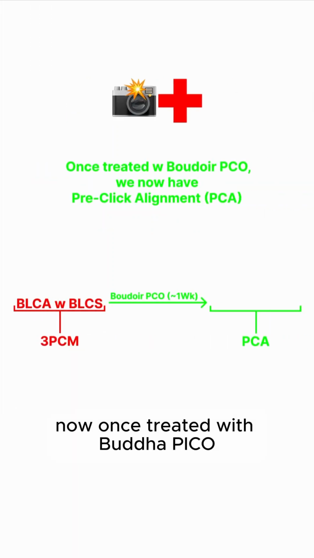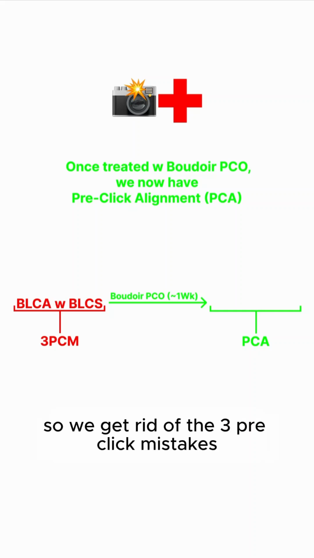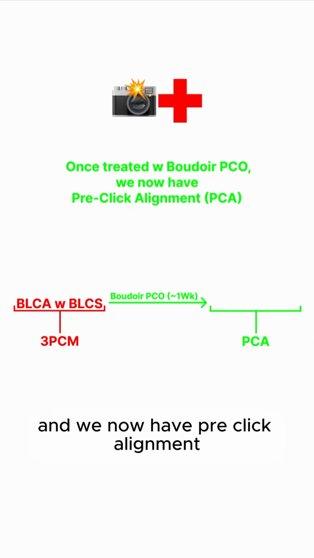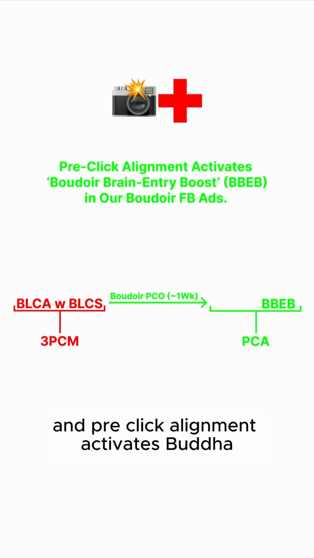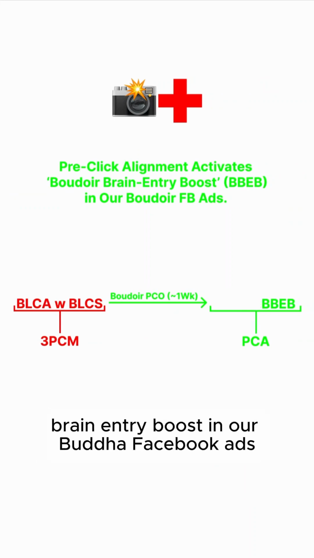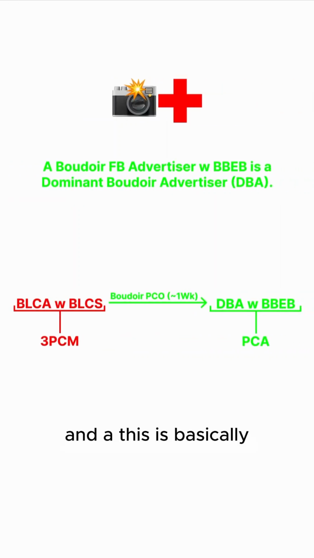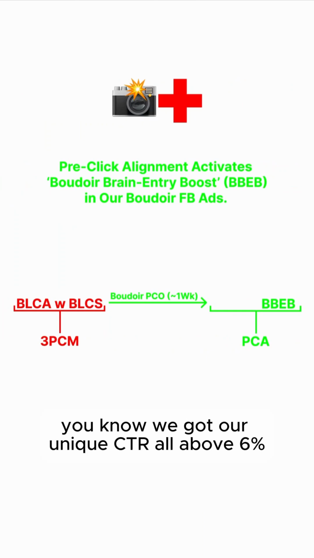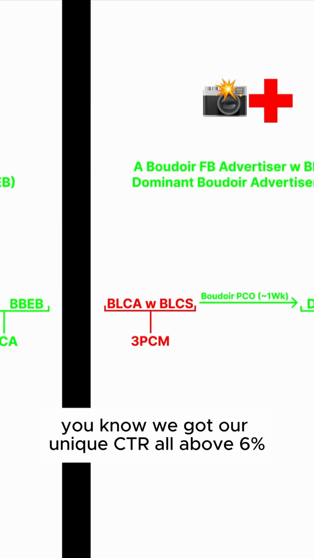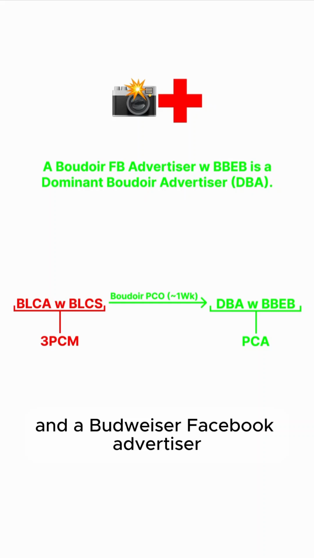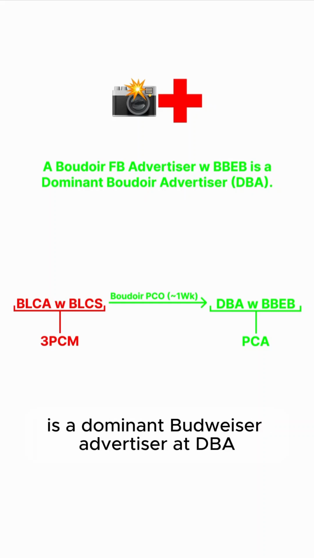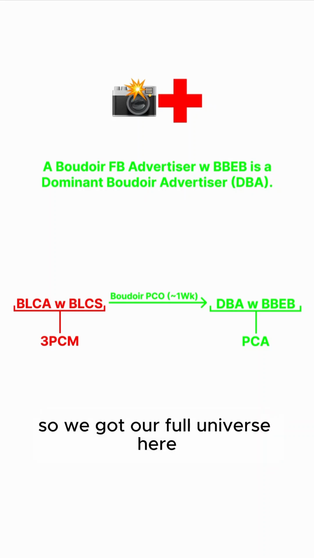Now, once treated with Boudoir Pico, we have pre-click alignment. So we get rid of the 3 pre-click mistakes, and we now have pre-click alignment. And pre-click alignment activates Boudoir brain entry boost in our Boudoir Facebook ads. And this is basically, we've got our unique CTR above 6%. And a Boudoir Facebook advertiser with Boudoir brain entry boost is a dominant Boudoir advertiser, a DBA. So we've got our full universe here.